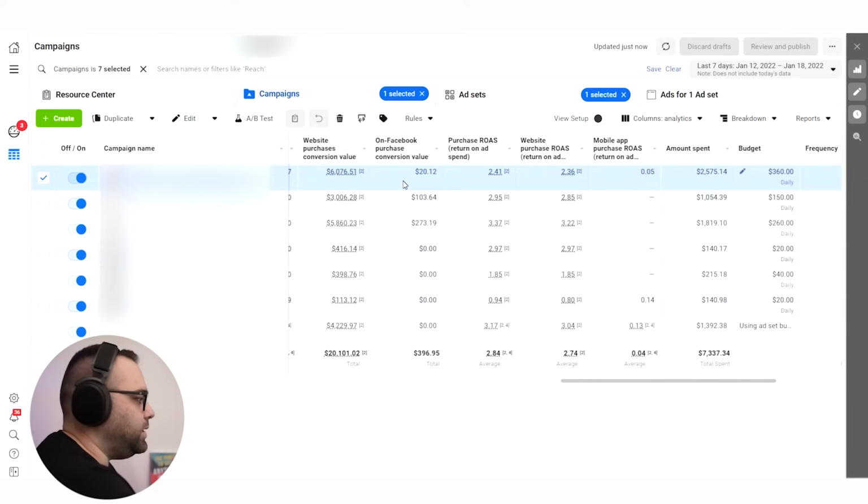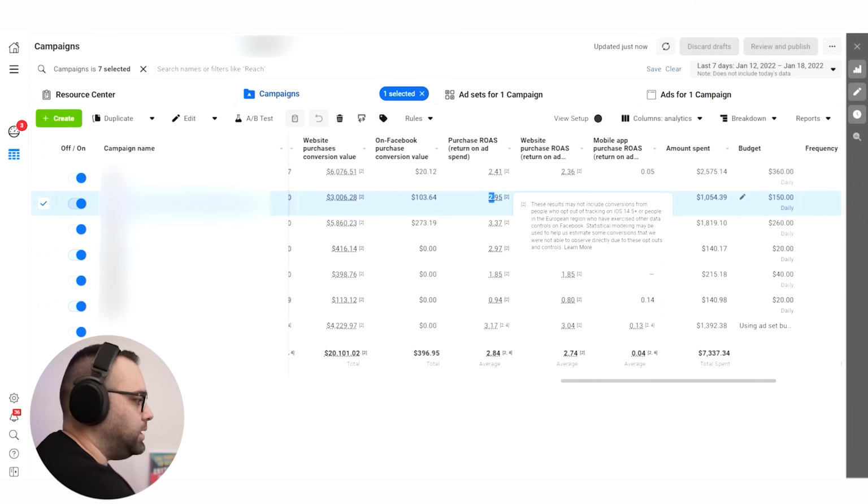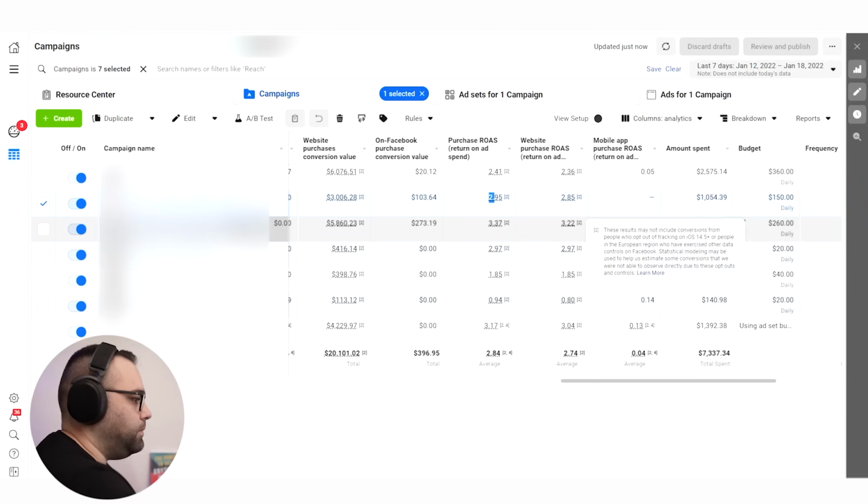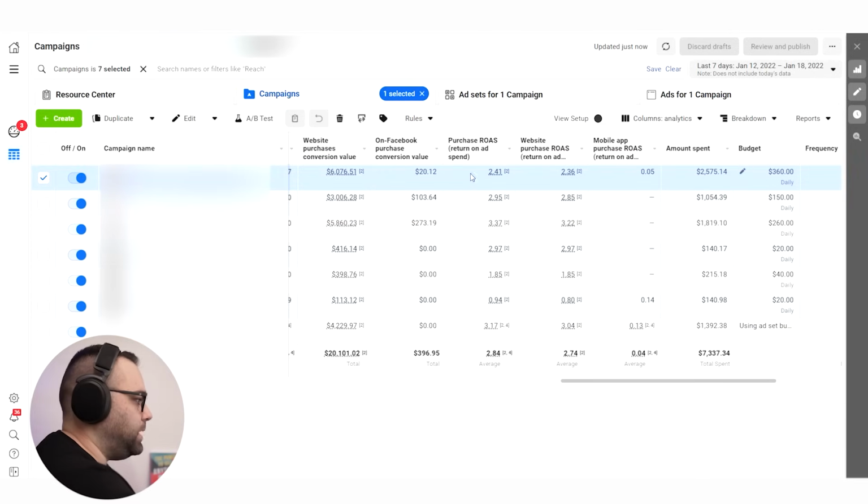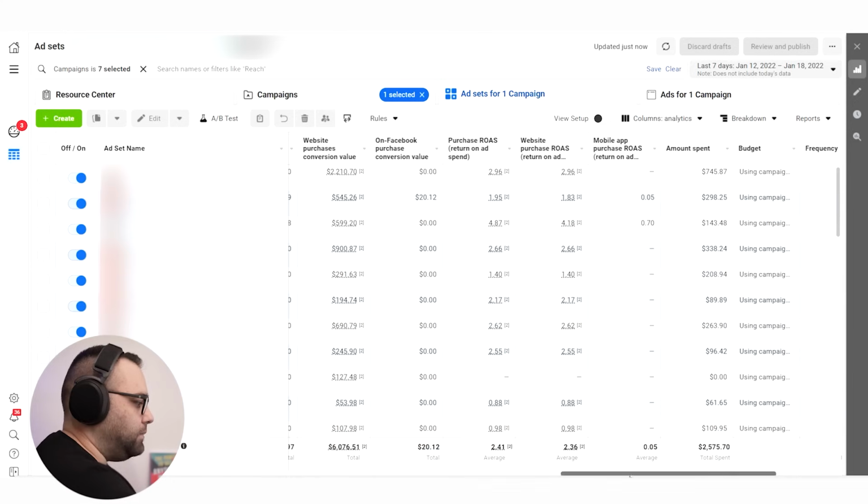So what I would do is go to this campaign, or maybe this campaign which is producing good results, or maybe go to this one because this one is actually spending more, okay? So let's see what is happening here.